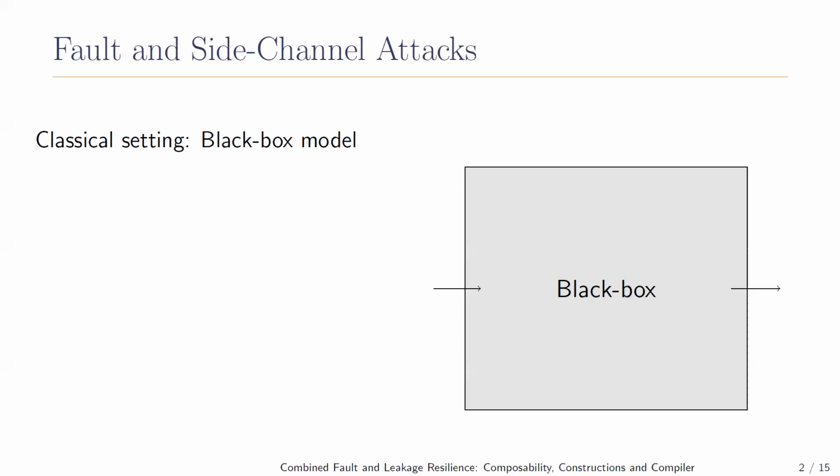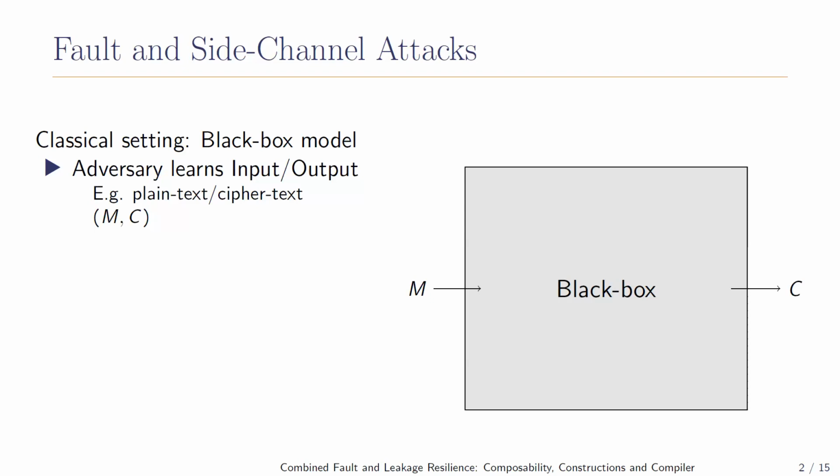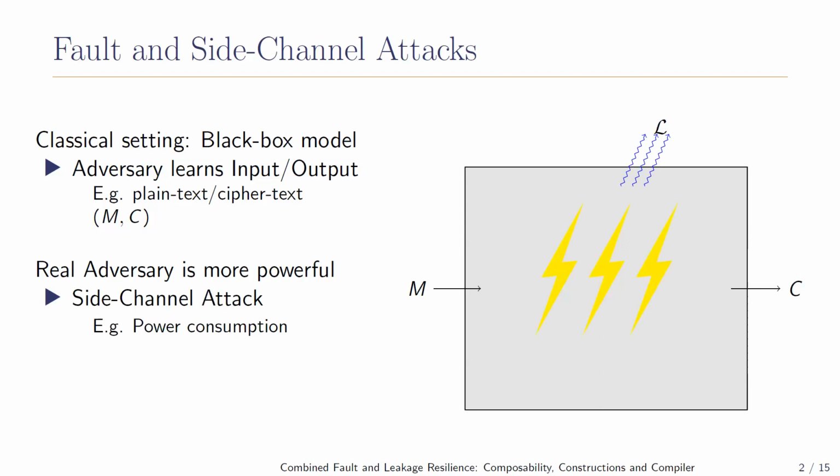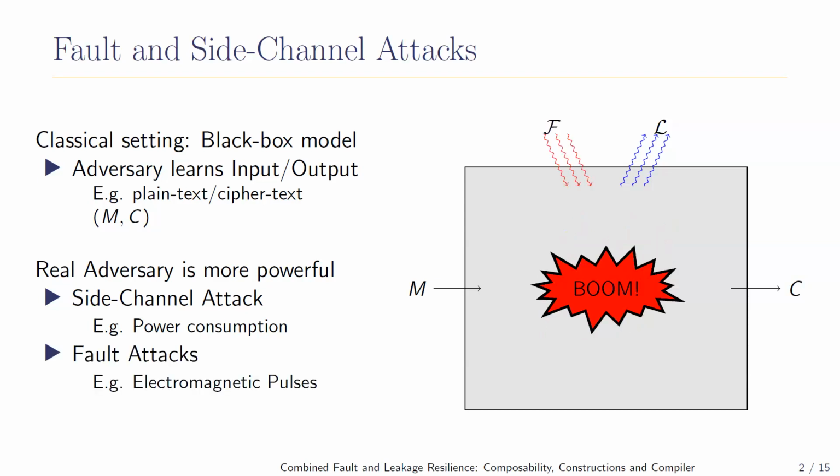In classical cryptography, we often use the black box model, where the adversary only learns about the input-output behavior of cryptographic primitives, for example, the message-ciphertext pairs of encryption schemes. In the real world, the adversary is much more powerful. As you saw in the first presentation, it can learn some information about the internal computation via side-channel attacks, for example, by measuring the power consumption of a device, or can even insert faults via fault attacks. You can think about inserting some electromagnetic pulses in the computation. And we want to target these problems.